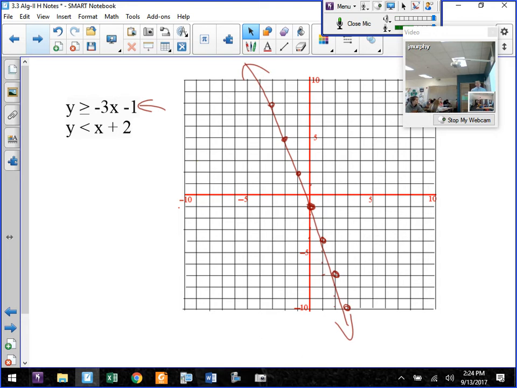Did we go through the origin? No, we didn't. Plus, remember that if you went through the origin, you'd wind up with an intercept there at 0. So check your ordered pairs. Is 0 bigger than or equal to -3 times 0 minus 1? So is 0 bigger than -1? Yes. So it is true going towards the right, because that's where 0, 0 is.